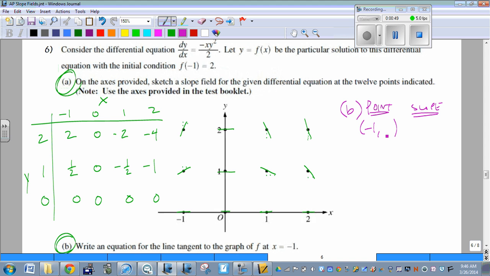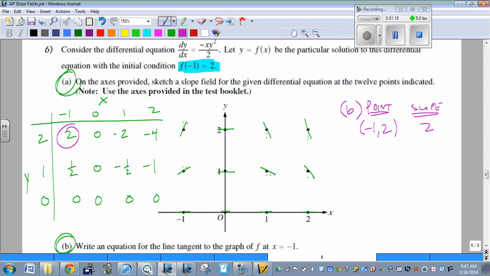we need to know what y is. If we look back at the beginning of number 6, it tells us an initial condition. It says when x is -1, our function has a value of 2. So that means our point is at (-1, 2). So that's given to us. Our slope, we just figured out in part A. At (-1, 2), this point right here, we've already figured out that slope. The slope is 2.